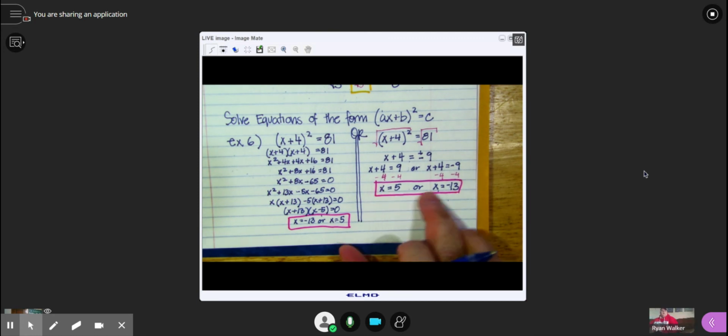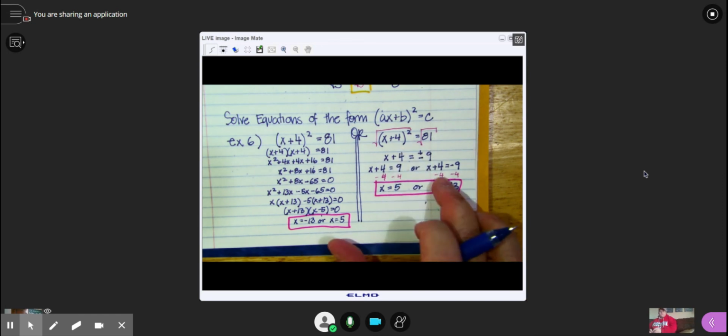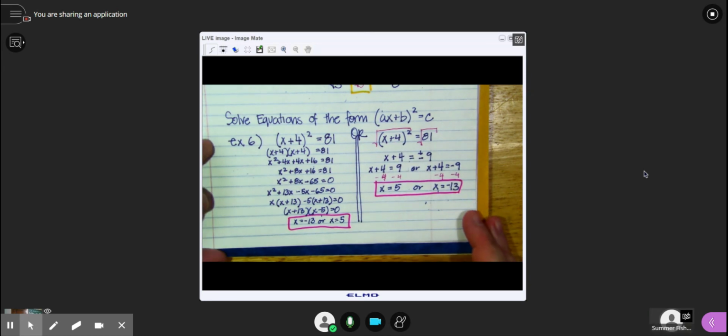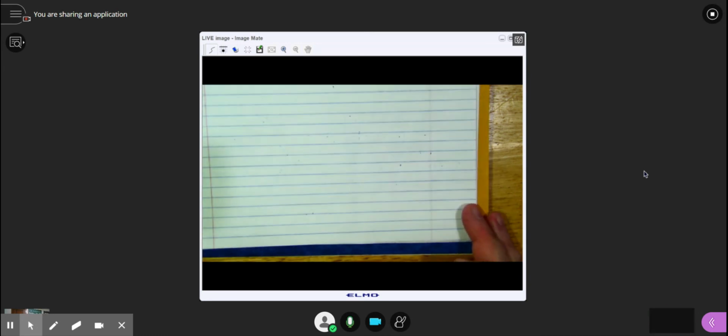But do you see how this second method is a lot faster? It's very specific, though. That's kind of the hard part about it, is you have to have a perfect square on this side. So let's try a couple more of those with some bit of variation.